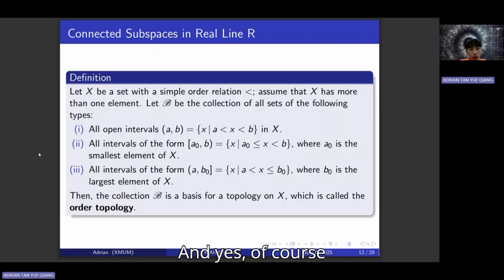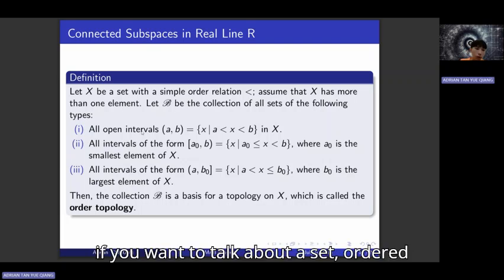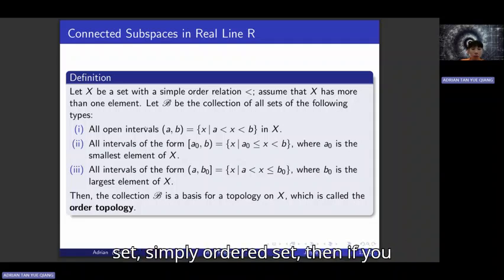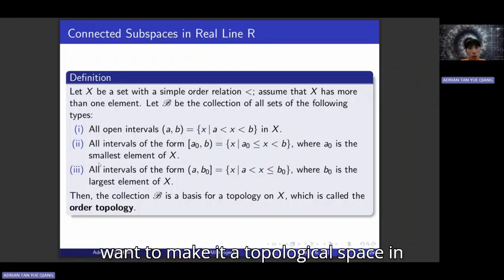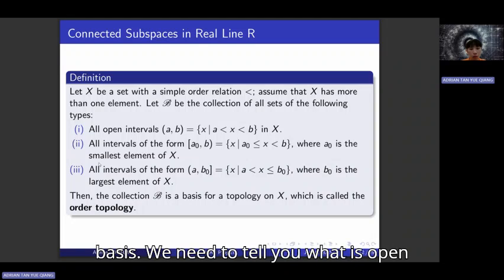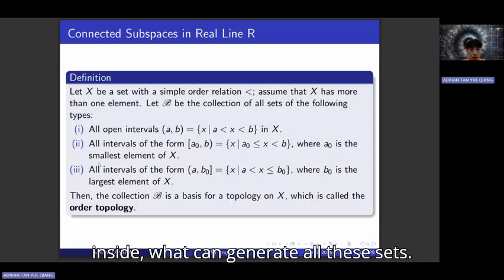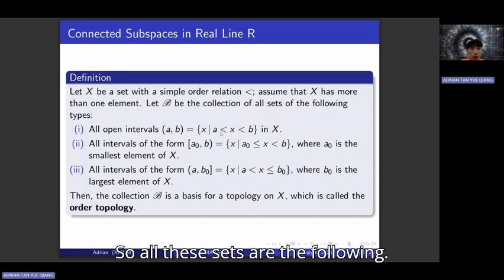And of course, if you want to talk about a simply ordered set and make it a topological space, we need to tell you what the basis is. We need to tell you what is open inside of it, what can generate all these different sets. So all these sets are the following.